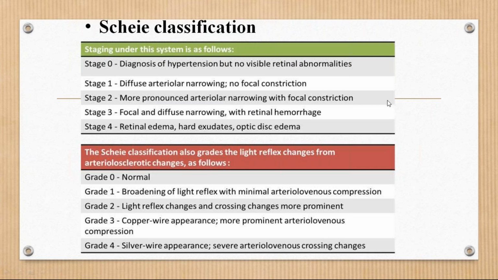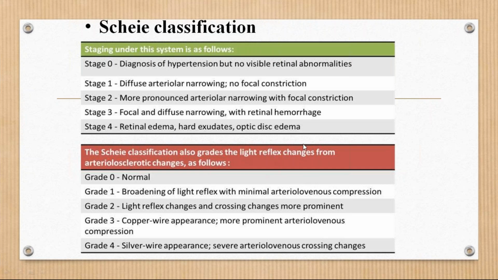In this system we have stage 0, but in Keith-Wagener the stages start from stage 1. Stage 3, focal and diffuse narrowing. Both the vessels will get diffuse narrowing with retinal hemorrhages. So in stage 3, we will see retinal hemorrhages. In stage 4, retinal edema, hard exudates, and optic disc edema.